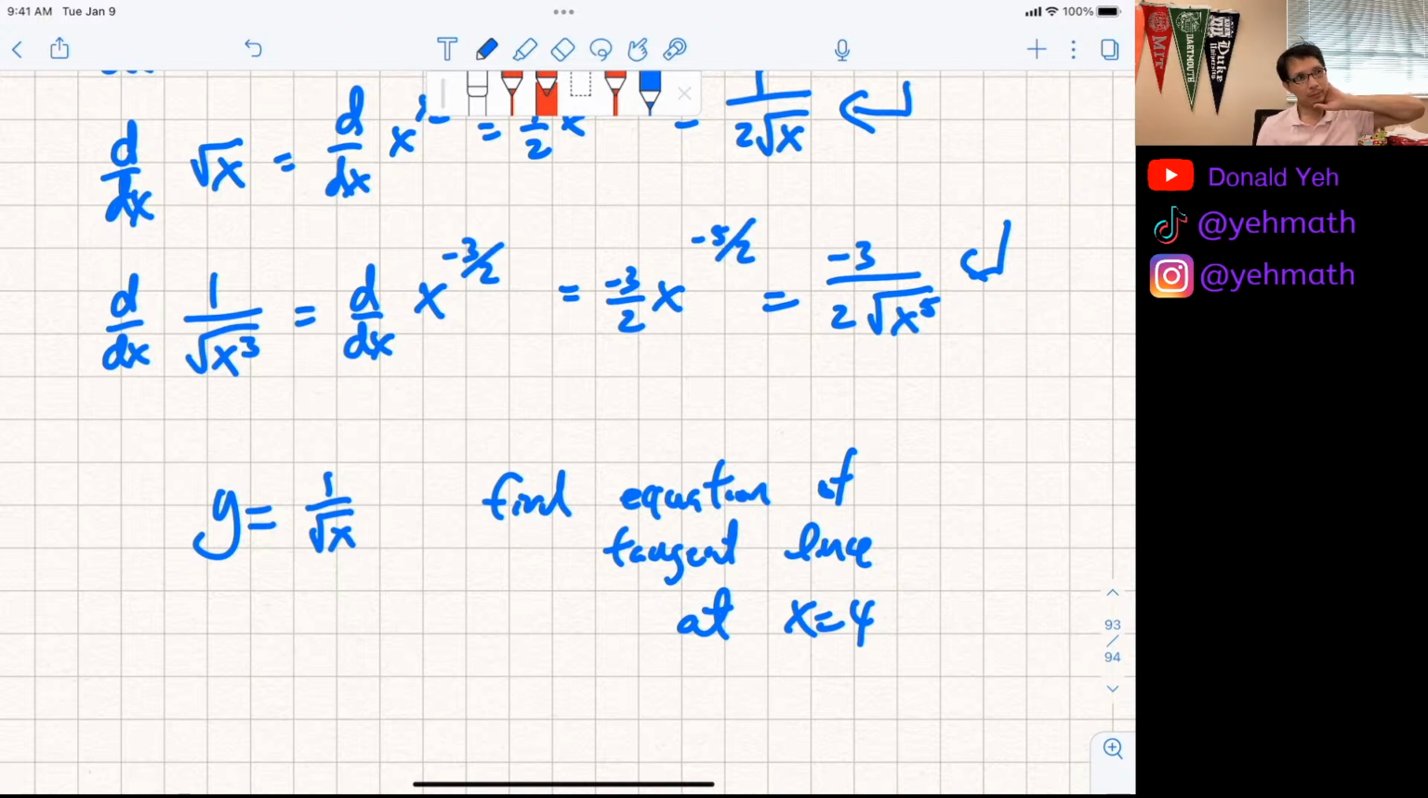What is a normal line? It's the orthogonal. Perpendicular, yes. It's normal, perpendicular.